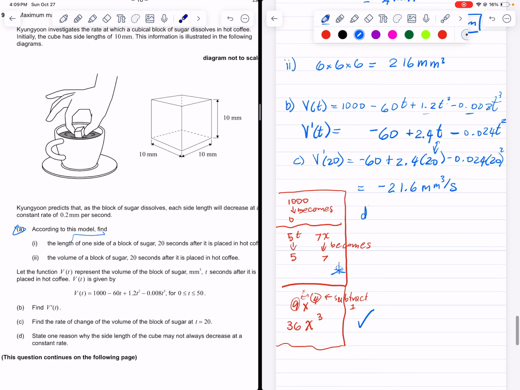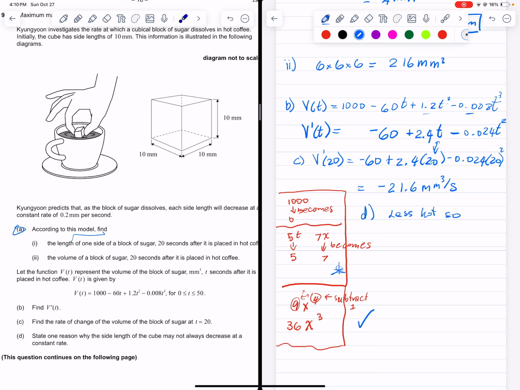All right. So finally, part D asks us to state one reason why the side length might not always decrease at a constant rate. That in itself makes sense, because it cannot decrease at a constant rate forever; you can't shrink into oblivion and then keep shrinking. But they're looking for something more than that answer. So I would say for this question, after 20 seconds, the cup of coffee is not as hot as it was 20 seconds ago when this experiment started. And so it will behave differently. So I'm going to write less hot.